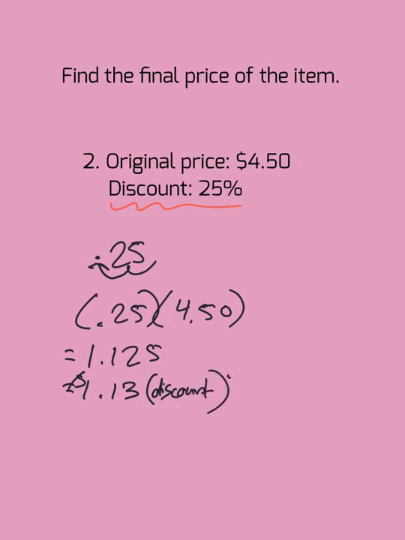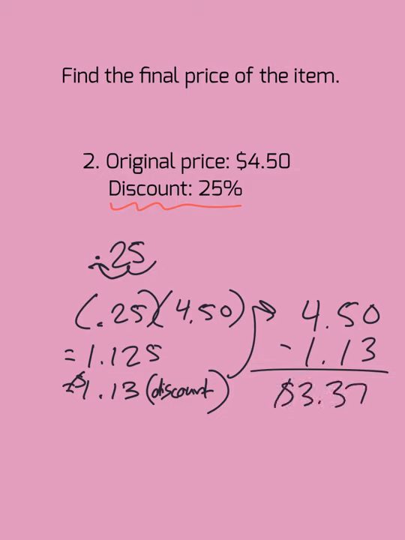And so now we're going to take our original price of $4.50 and take off our discount because it gets subtracted off, so $1.13. And so when you do that, you get a final price of $3.37.